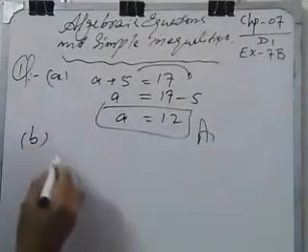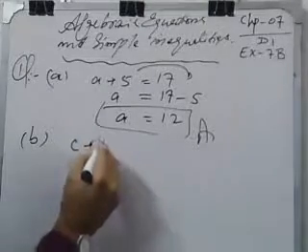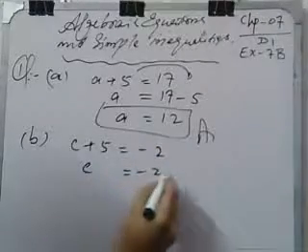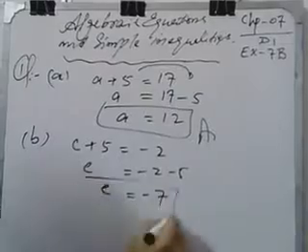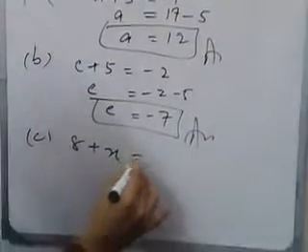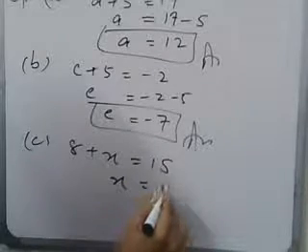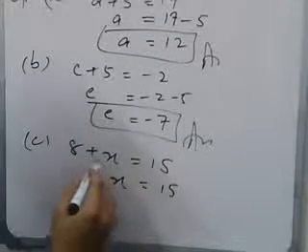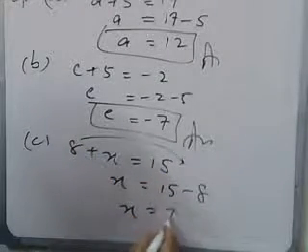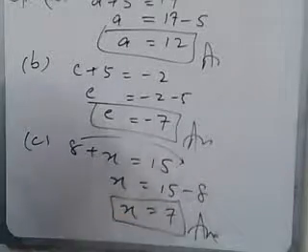Now coming to B part. This one is also very much simple part. C plus 5 is equal to minus 2. C is minus 2 minus 5, minus 7. Again you will get the simple result. 8 plus x is equal to 15. So shifting the variables at one side and constant at other side, you will get minus 8, sign should be changed, and you will get 7. Value of greater sign should be used here, so the value of x is 7.